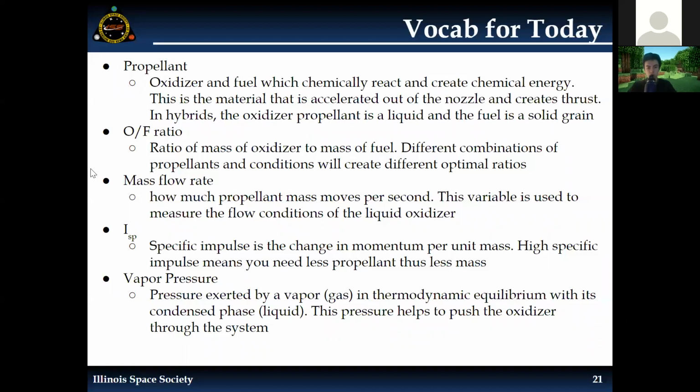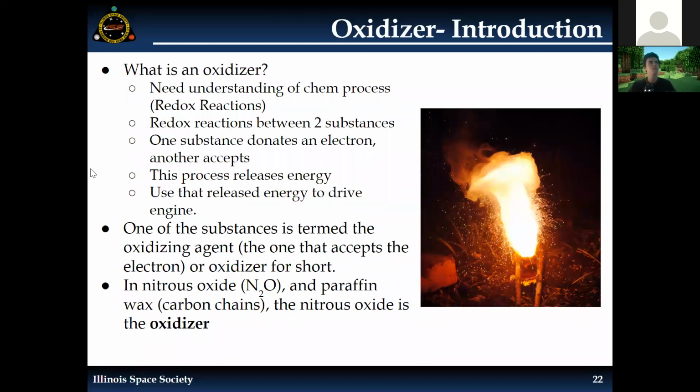And also vapor pressure. Vapor pressure is the pressure exerted by a vapor, a gas, when it's in thermodynamic equilibrium with its condensed phase, which in our case would be a liquid. So this is the pressure that pushes the oxidizer through the system. This one is probably more vague than the other ones, I would think, but we're going to get deeper into it in the presentation. So let's get back to it. But we'll keep reviewing these things. Every time we get to something, we'll define it, but we figure there are going to be a lot of things like this throughout. So now Raj is going to start talking to us about oxidizers.